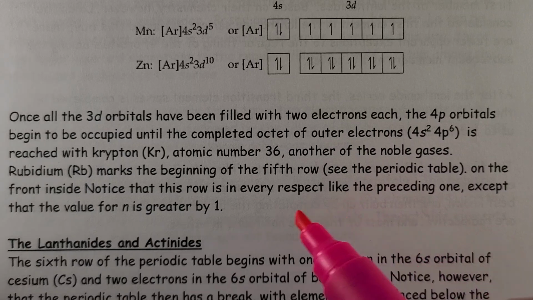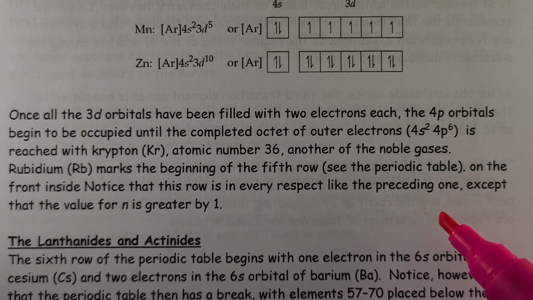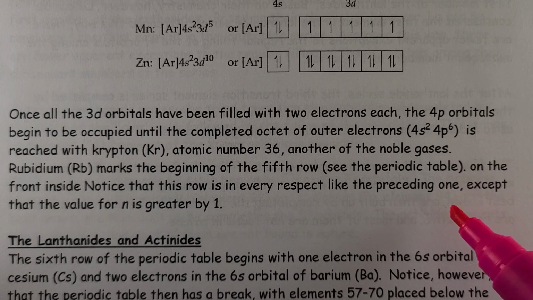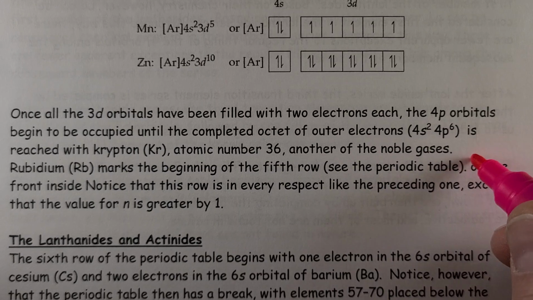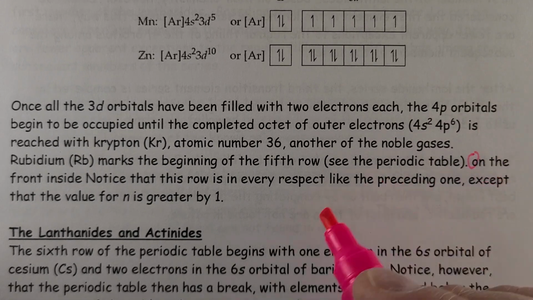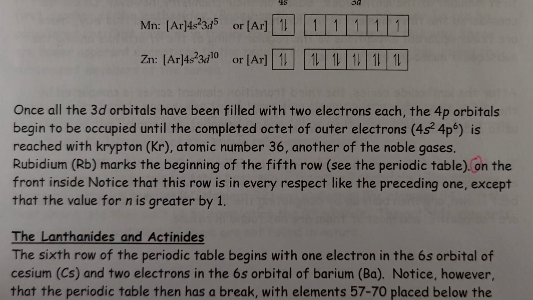Another of the noble gases. Rubidium, then we go down to the 5s region and start filling that up and keep on going. Oh, this should be a capital O here, on the front side, inside. Notice that. I'm not sure why that's a capital N. I'll have to fix that.